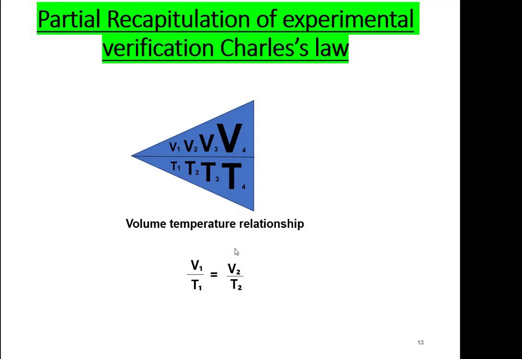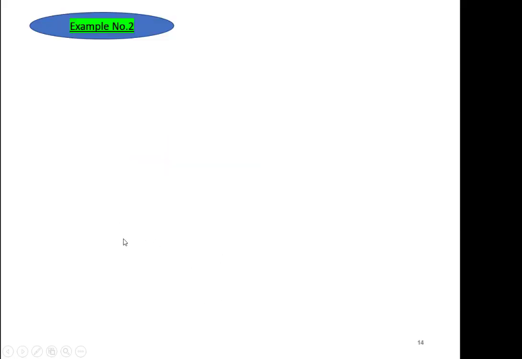Now, let's have a recapitulation of the experimental verification of Charles' law. This is a volume-temperature relationship. You can observe that as the volume is increasing, the temperature is also increasing. And the ratio V1 over T1 is equal to V2 over T2, which is constant.